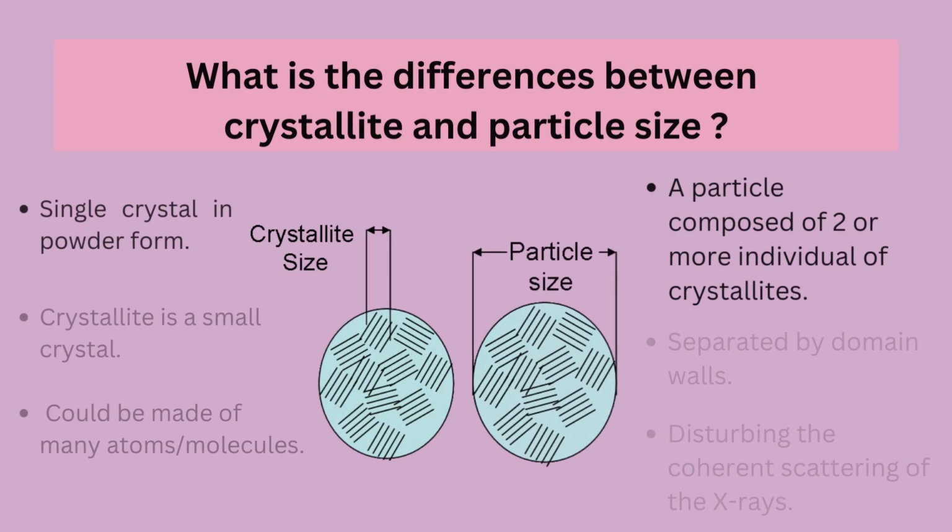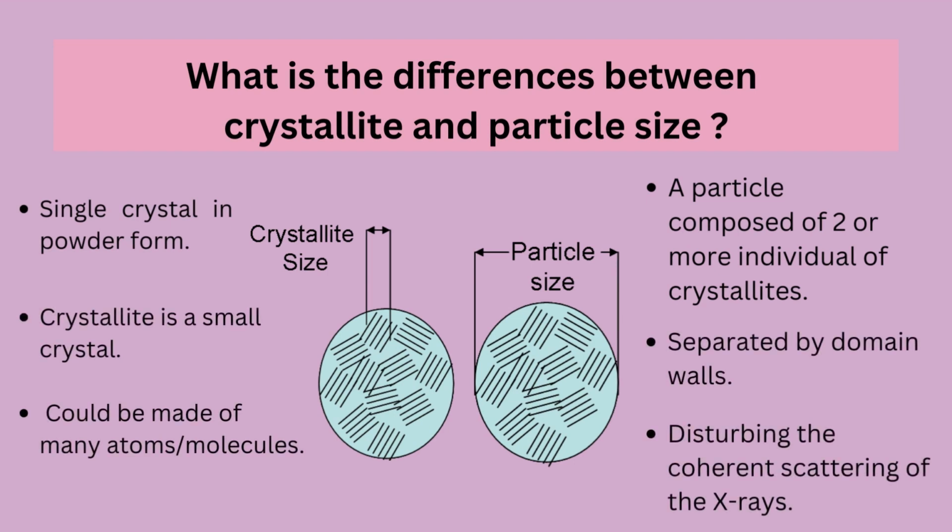The difference between a crystallite and a particle is: a crystallite is a single crystal in powder form. A crystallite is a small crystal. It could be made of many atoms or molecules. A particle is composed of two or more individual crystallites. These are separated by domain walls, disturbing the coherent scattering of the X-rays.